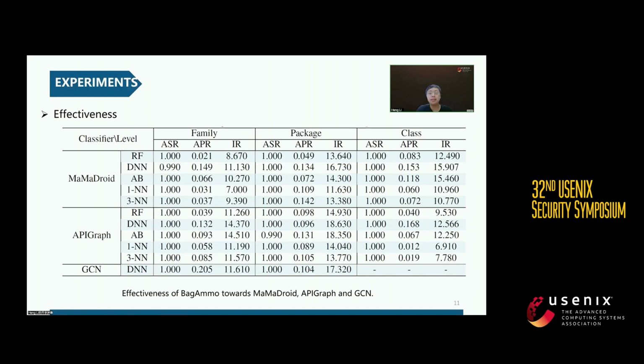To verify the attack effectiveness, we use our method to attack 32 target models, which include 3 feature extraction methods, 3 feature granularities, and 5 classification methods. We use the attack success rate, average perturbation rate, and the interaction round to evaluate the attack performance. The results show that our method achieves an average attack success rate of 99% over 32 target models, hence confirming the effectiveness of our method.